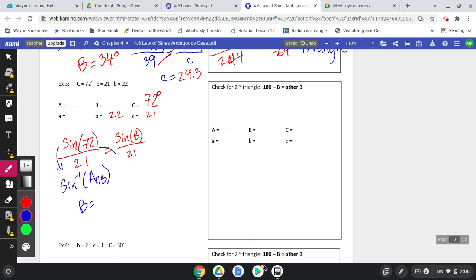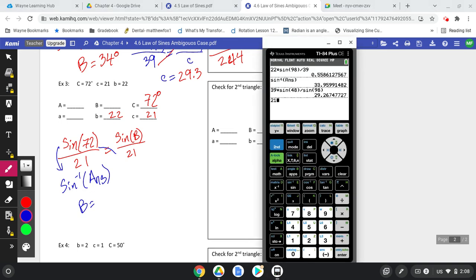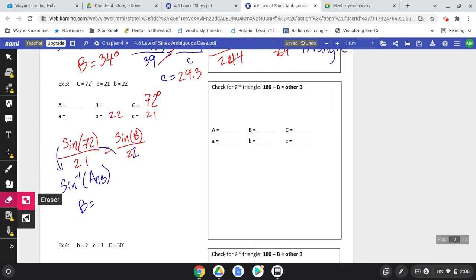Okay, so once again, let's do that. So 21 times the sine of 72, close your parenthesis, divided by 21. I made a mistake. I put 21 in two spots. I should have put a 22 right there. So let me fix that.